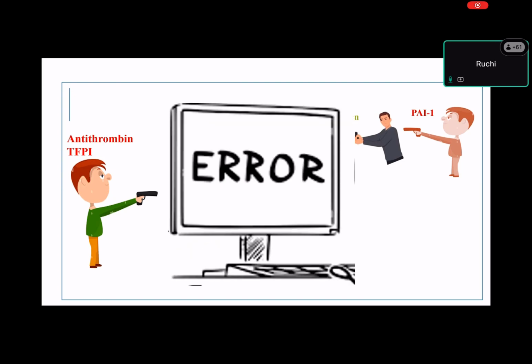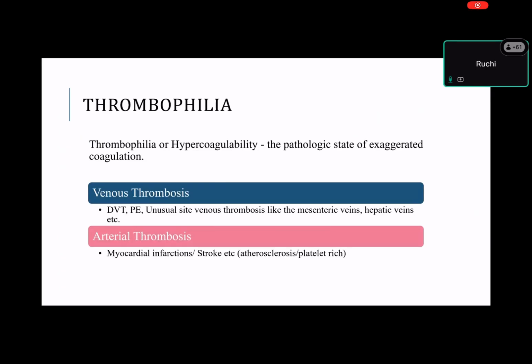And if there is an error in this entire system, then that can lead to a hypercoagulable state. Thrombophilia is basically a pathological state of exaggerated coagulation. It can be a venous thrombosis or an arterial thrombosis. We have been studying since childhood that whenever we say thrombosis, there are causes of venous thrombosis and there are causes of arterial thrombosis. But eventually those causes are slightly different. But the risk factors like smoking, hypertension, obesity are kind of common.